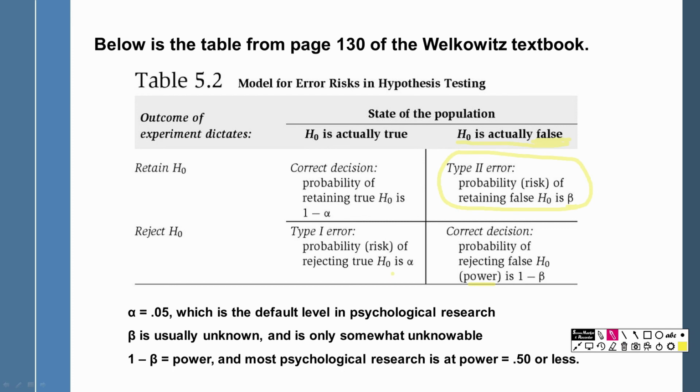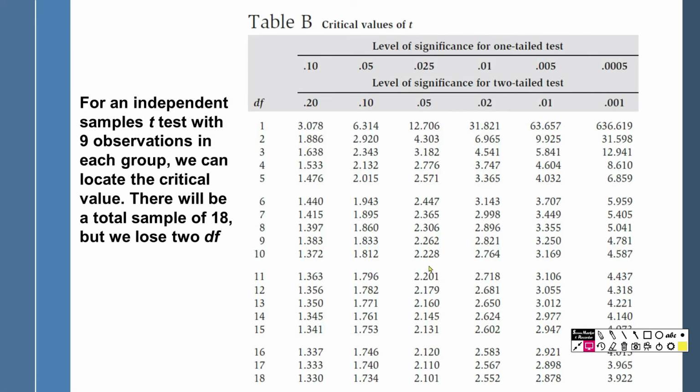Type 1 is easy to compute. It's alpha, which is set at 0.05. But type 2 error, we don't know what beta is. In order to know beta, you have to do a power analysis and then extrapolate the beta. So let's take a look and see if we can figure out how to do this.